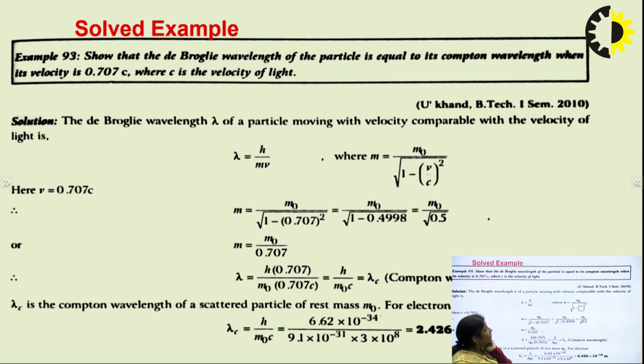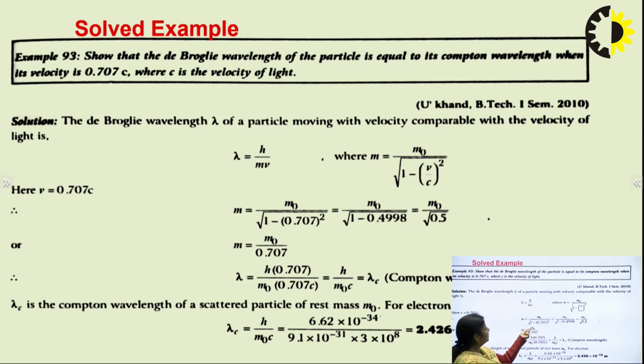That is all right. So I think it is clear. The question is very clear. The de Broglie wavelength of the particle is equal to the Compton wavelength. So the de Broglie wavelength has the expression lambda equals h upon mv. And m is related to the rest mass as m naught over the square root of 1 minus v square by c square. So we will substitute the value of v here, so that we have the value of m.